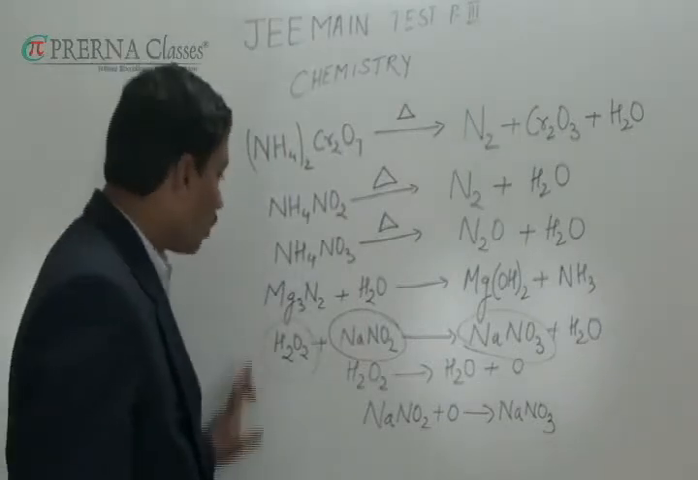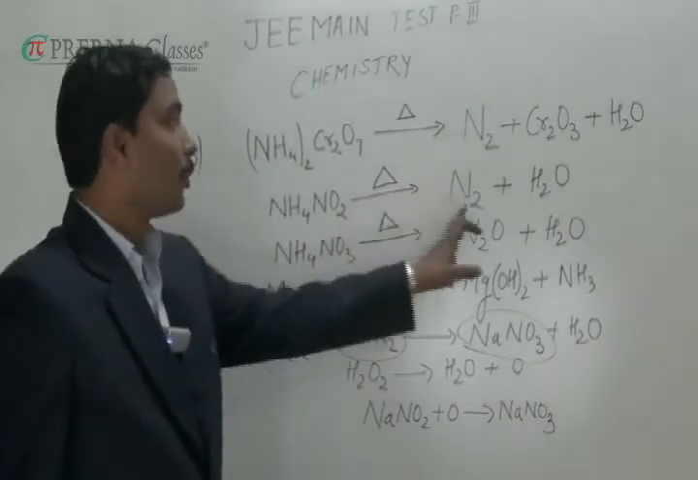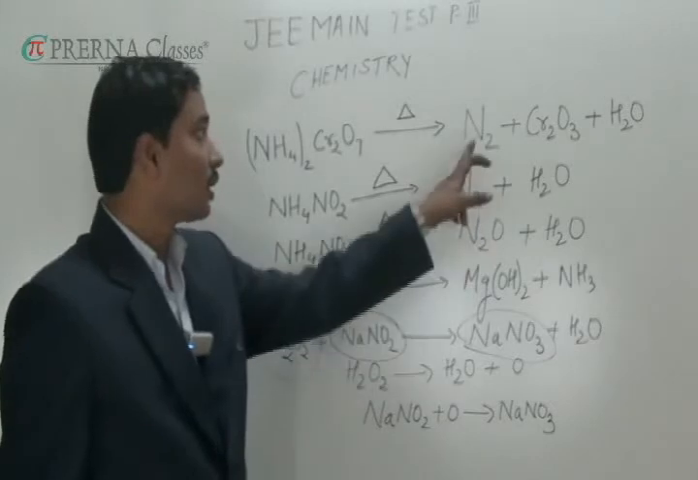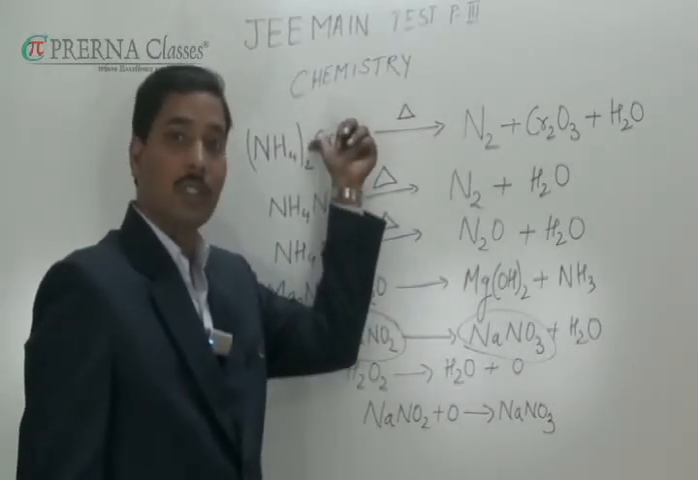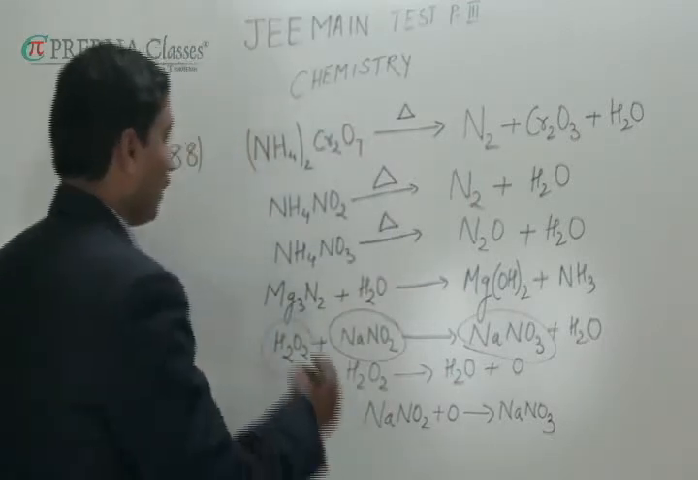Now out of the four options, option A produces nitrogen gas, which is similar to the gas produced from ammonium dichromate. Therefore the answer is option A.